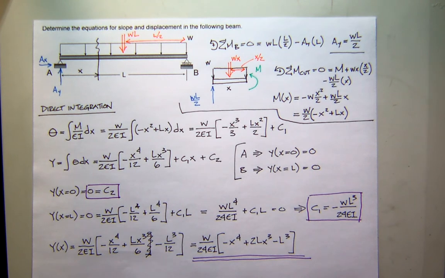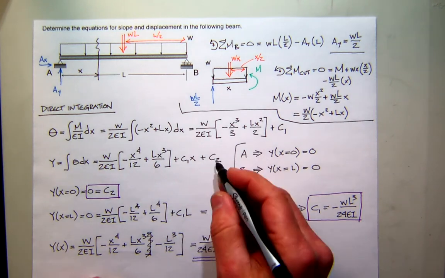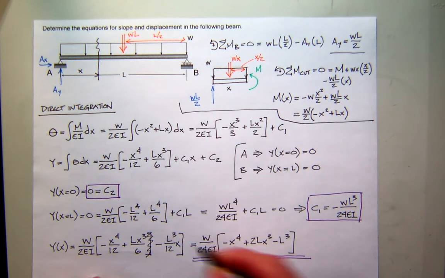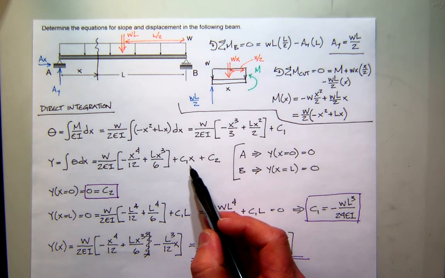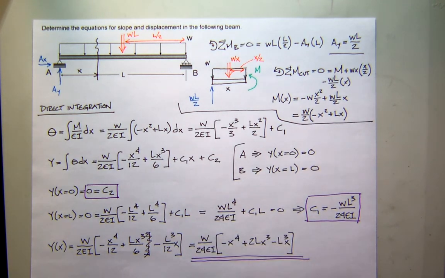Hopefully it still works. When x is equal to 0, do we get 0? 0, 0, 0. No. Oh, I left off my x. Sorry. This is C1 times x. So there should be an x here. Now we get 0. Sorry about that. See that? Because it was C1 times x. Now at x equal L, does it work? Well, I've got L to the 4th minus L to the 4th plus 2L to the 4th minus L to the 4th. Again, that's 0.